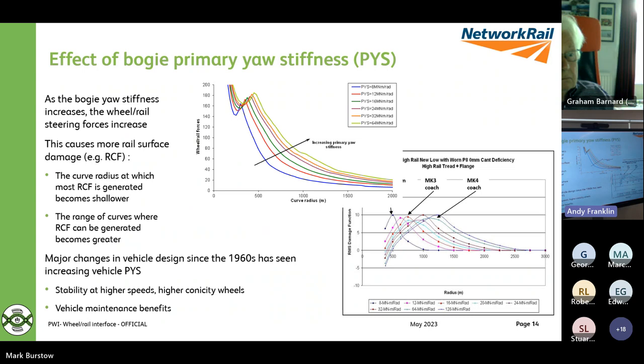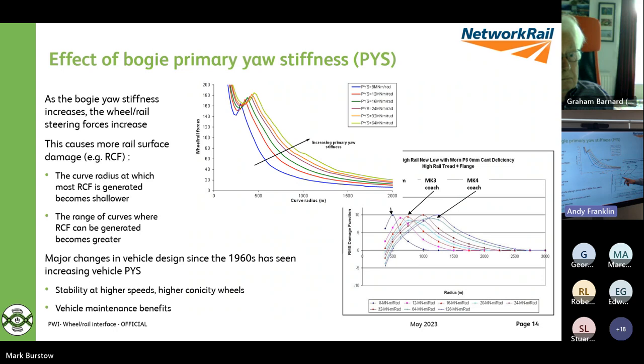So what we see as that curve radius gets tighter, so we move this way on the graph, with stiffer suspensions, the forces that we generate within the contact patch go up, and they go up a lot. And it's those which cause a lot of the surface damage that we see, not just rolling contact fatigue, but other forms of damage as well.